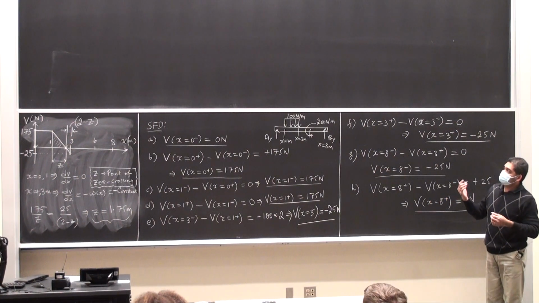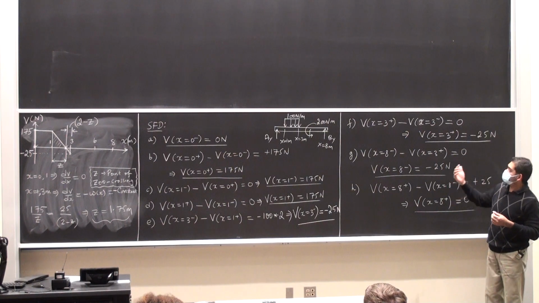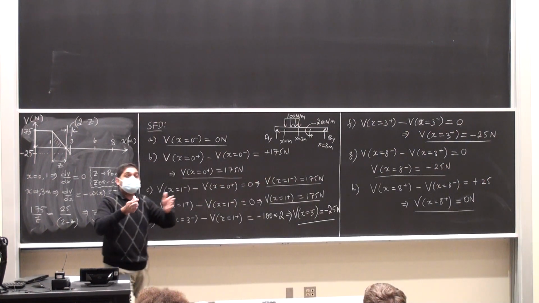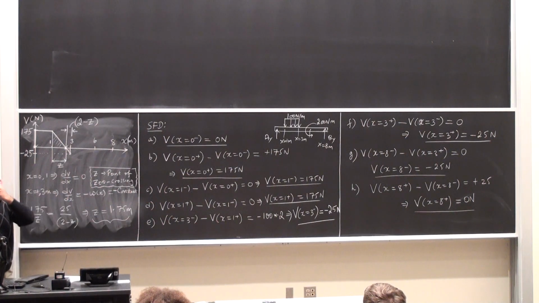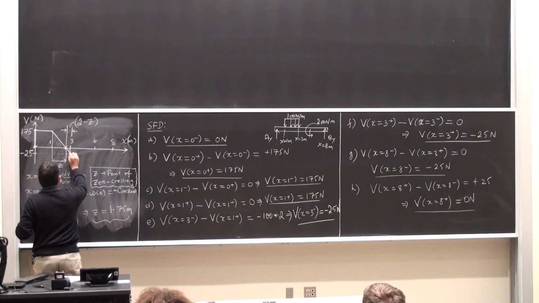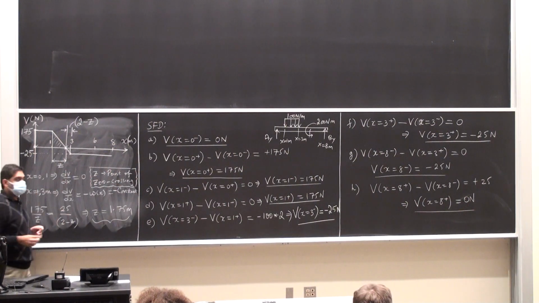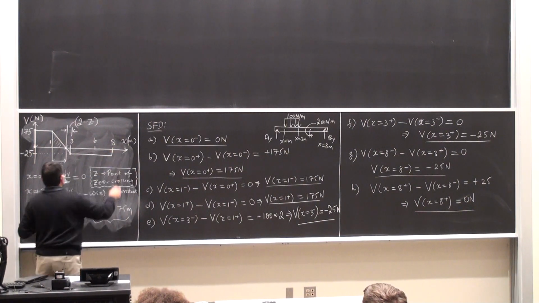Once I go to minus 25, I see that from 3 to 8, it's all minus 25. So just keep going straight. There are no distributed loads, so there is no change in the slope of the shear force diagram. Just zoom past.